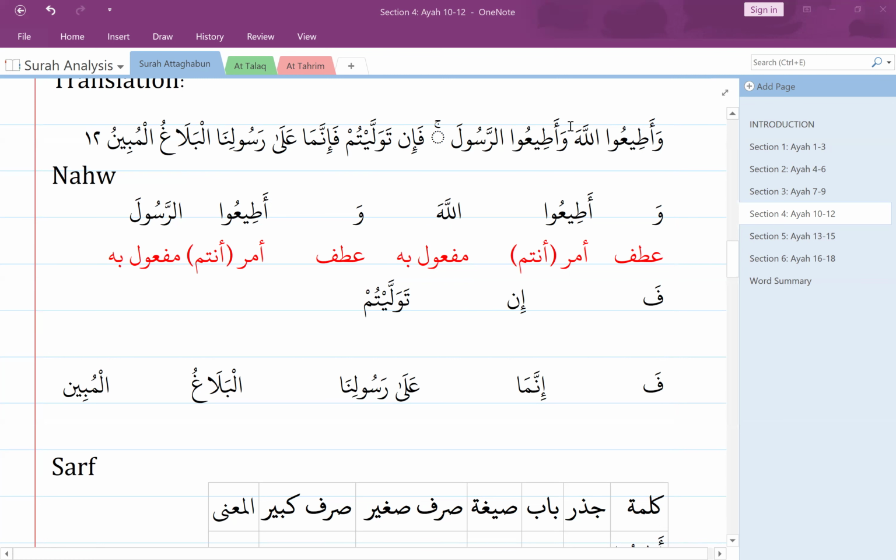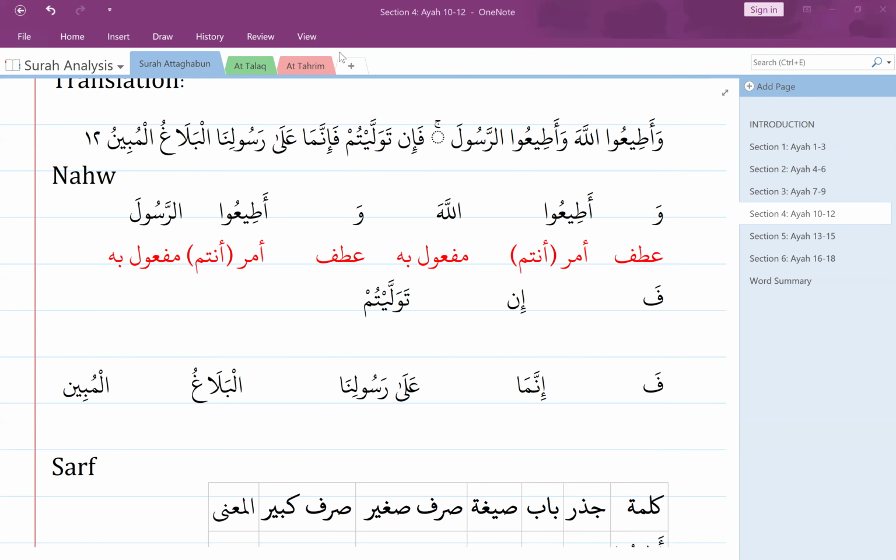So we leave atuf. We go to another kind of fa. What other kind of fa do you know? Talilia fa. It gives the reasoning. So we ask ourselves, does that also make sense? Obey Allah, obey the messenger, so that if you turn away, or because if you turn away, doesn't make sense.